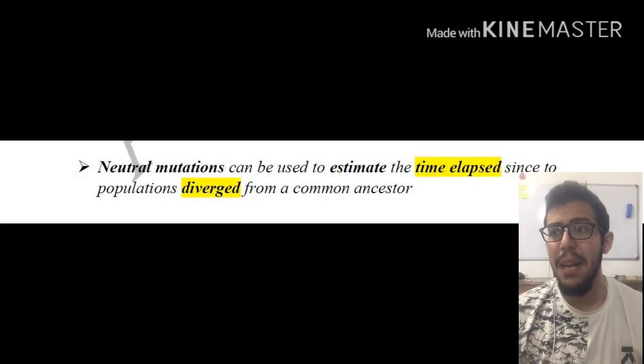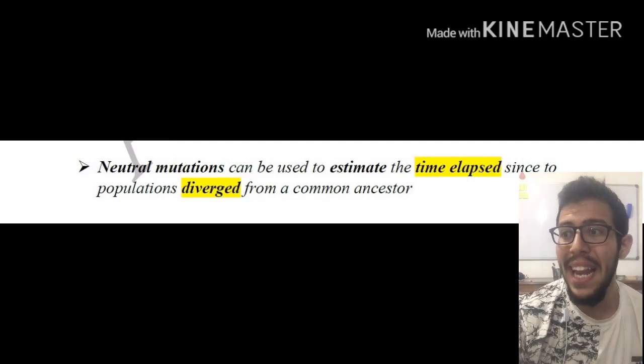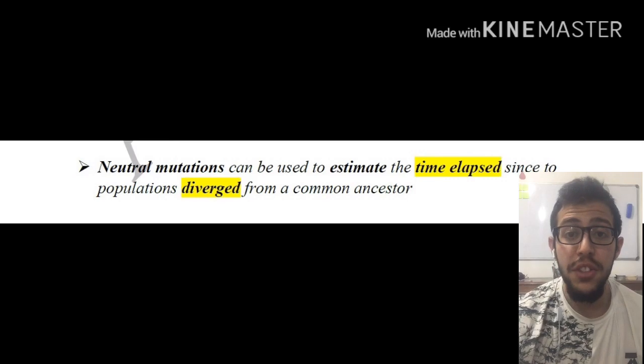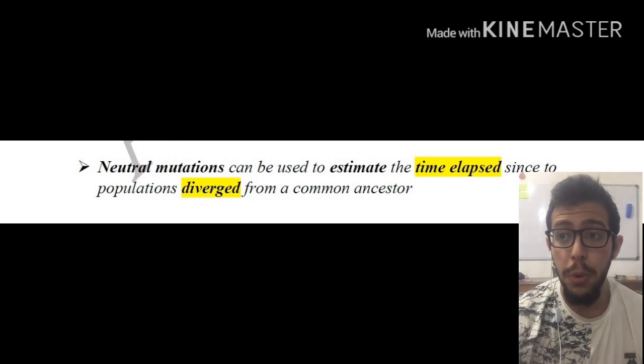Neutral mutations can be used to estimate the time elapsed since populations diverged from a common ancestor. So this is one more important thing.